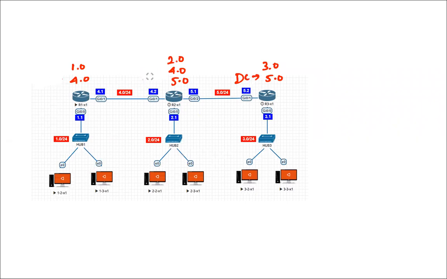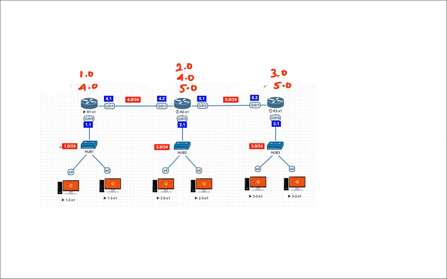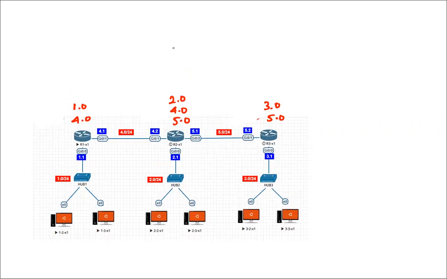So now let us understand what networks are not in the routing table of the router. So totally, how many networks do we have? In the topology, if you see 1.0, 2.0, 3.0, 4.0, and then 5.0, five networks are there. Okay, what networks are not available in the first router's routing table? One is already available, four is already available. What is not available?